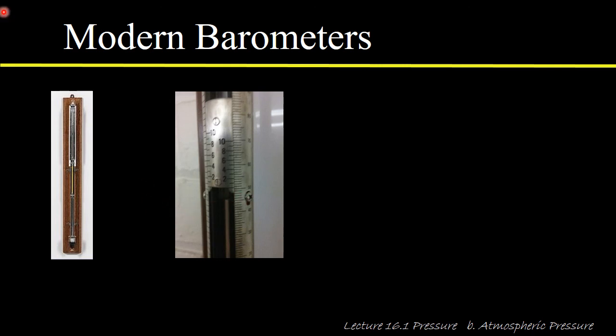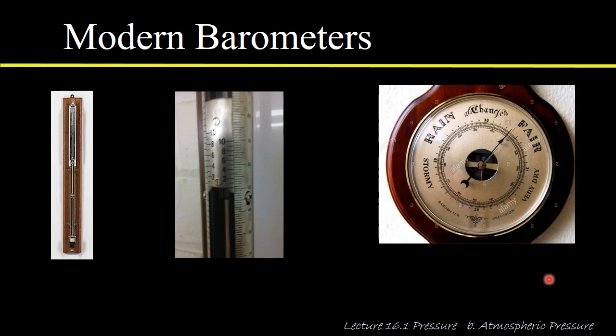Okay. There also are some barometers that look like this, and this is called an aneroid barometer. And instead of having a column of mercury, this has a bunch of springs and a couple of special instruments in it that measure pressure, and then those measurements are converted to this dial out here.